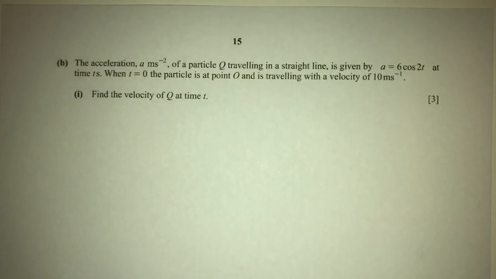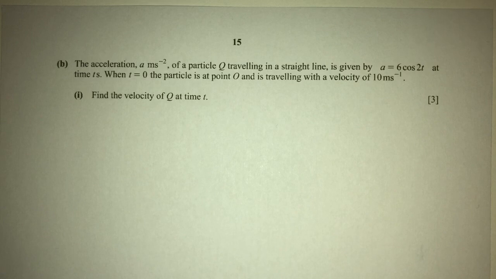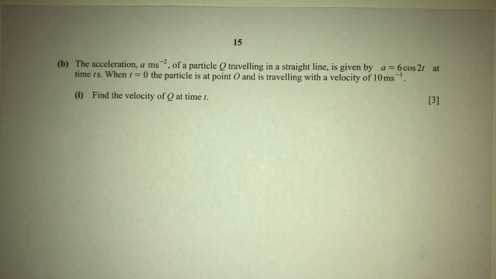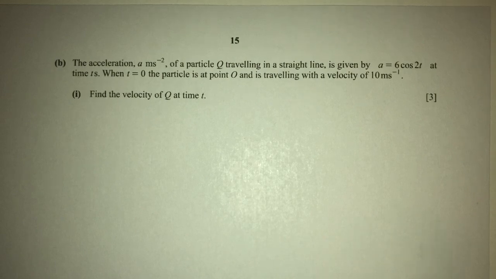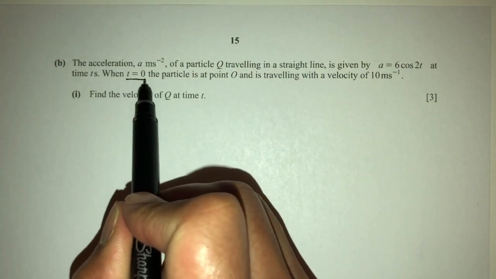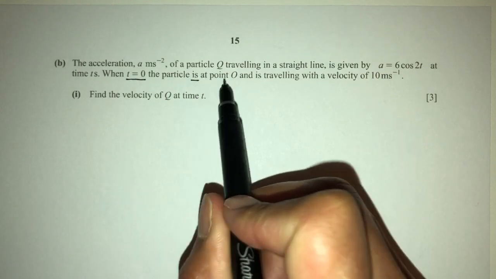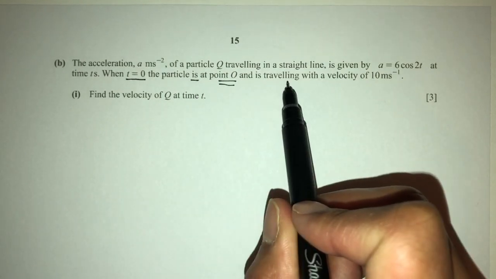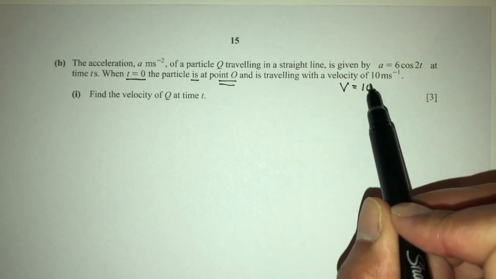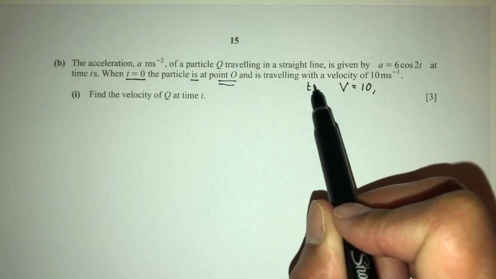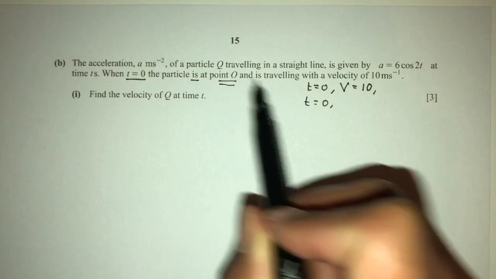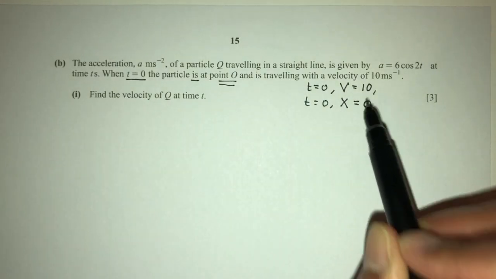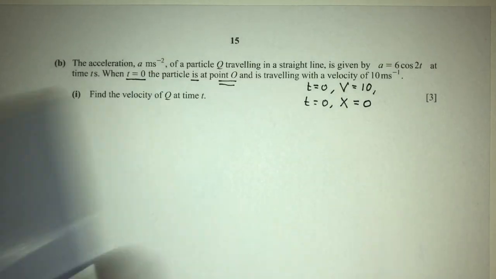Now let's move on to part B of the question. The acceleration a of a particle Q in a straight line is given by this equation. Good to know. I think this is the main part of the information: when t equals 0, the particle is at point O and is traveling with v equal to 10. So when t is 0, v is 10, and when t is 0, the displacement from point O is also 0. This is something we have derived from that line of information.